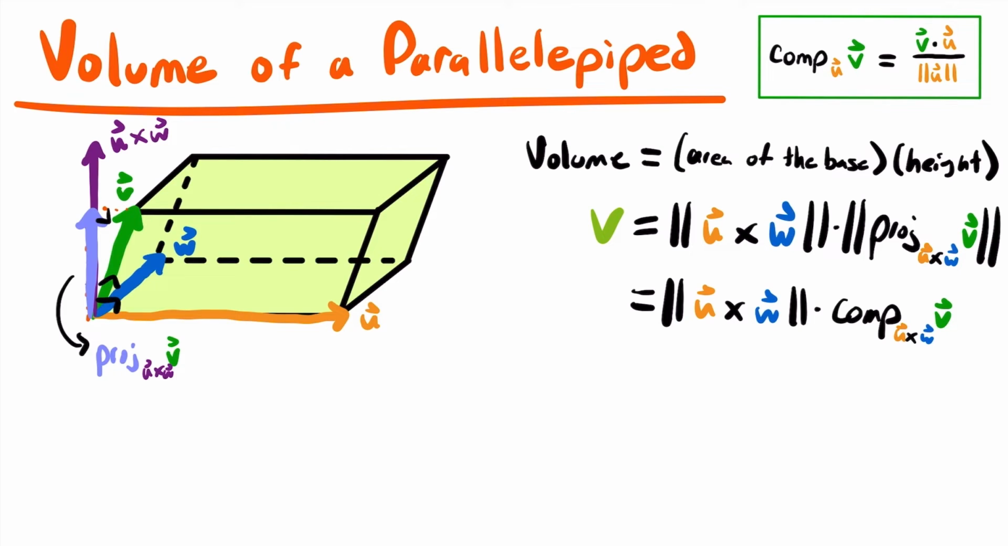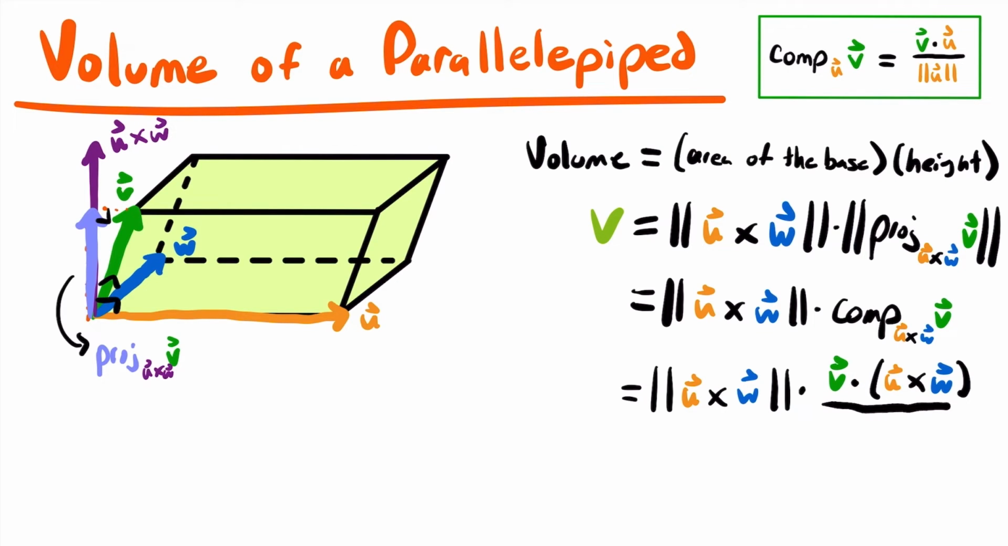All right, so here's what we'll have. The volume will be equal to the magnitude of vector u cross vector w, and then we're multiplying by the component projection of vector v onto the cross product of u and w, which will be equal to the dot product between vector v and that cross product. So we will have vector u cross vector w, and that cross product is multiplied by vector v via the dot product, and then we divide by the magnitude of that cross product, right? We divide by the magnitude of the vector that we are projecting onto. So we'll have the magnitude of vector u cross vector w.